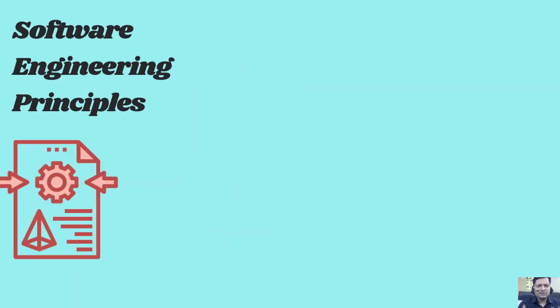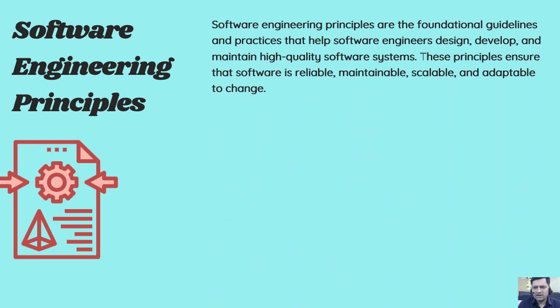Next, we have software engineering principles. So principles are nothing but the foundational guidelines and practices that are required to design the software, to develop it, and to maintain high quality software systems. So when we have the principles, we are following these things so that software is reliable, maintainable, scalable, and adaptable to change. So we have some principles listed over here.